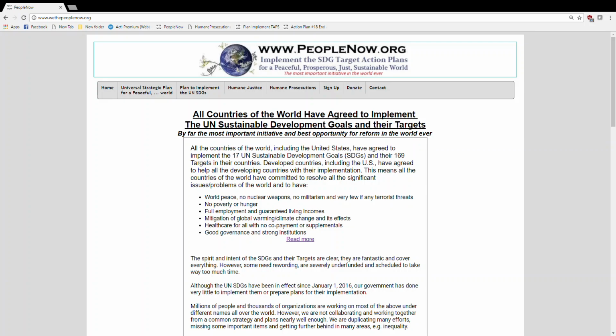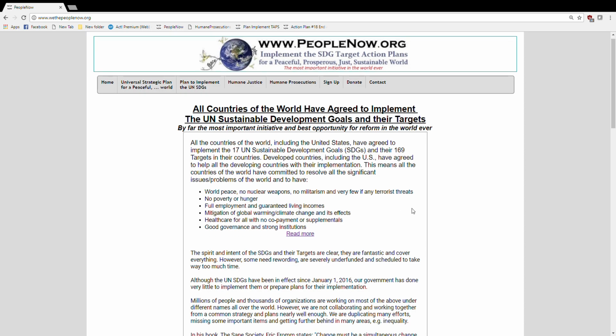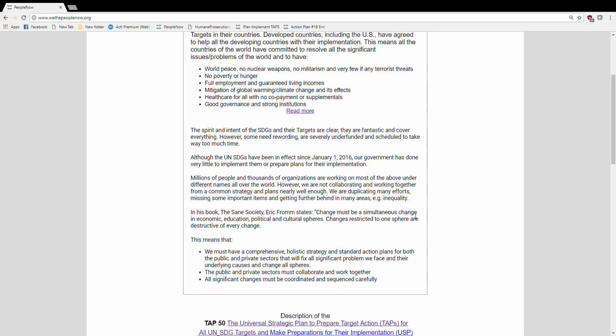and they would be replicated for use in different countries, cities, other places. The applicable plans that we develop, and you'll see these as we go along. Note that we have millions and thousands of organizations, people working on this. However, they're not collaborating and working together. So we're missing things, we're duplicating many efforts, and we're getting further behind in many areas.